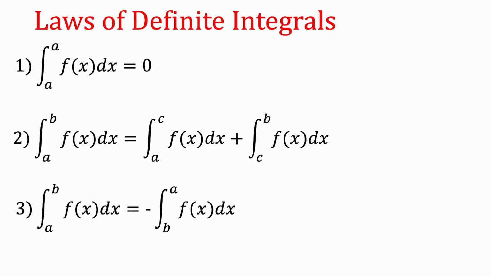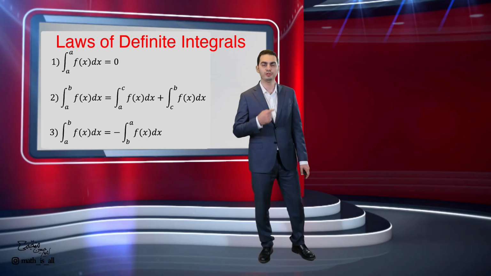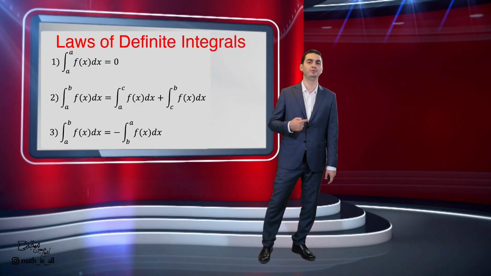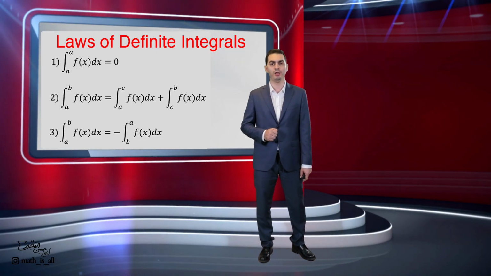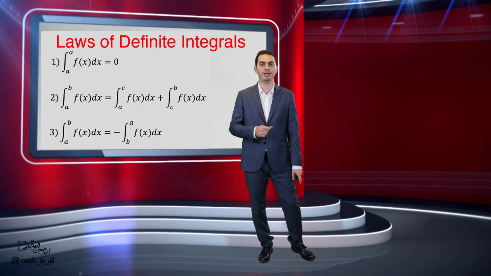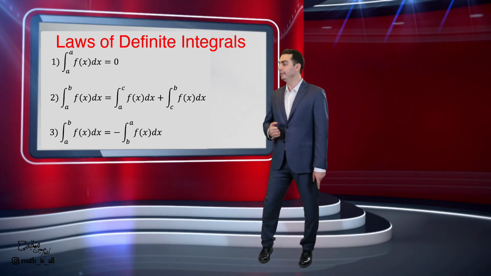The integral from a to b of f of x dx. Usually, we place the smaller number at the bottom and the larger number at the top. For example, we say the integral from 2 to 5. We usually don't say from 5 to 2. But if for some reason in a problem we need to swap the positions of these two limits, what should we do? Nothing special. We just place a negative sign in front of the integral.